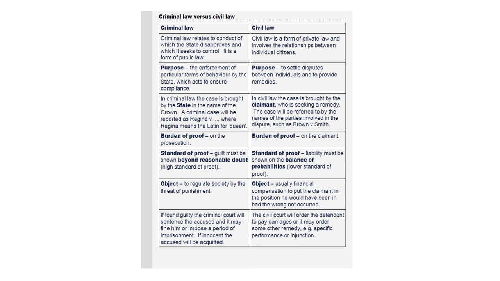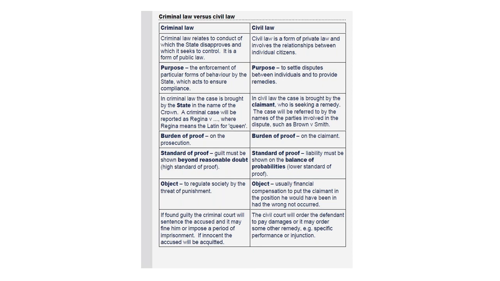And it is about each and every person living in a community. These are the laws that are implemented for each and every person living in a community, and what they should be following. So coming to the definition, criminal law relates to the conduct which the state disapproves and which it seeks to control. All those conducts which the state disapproves, which the state doesn't allow you to do, and which the state wants to control, come under criminal law.